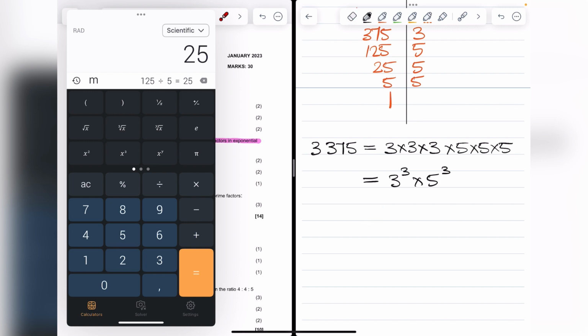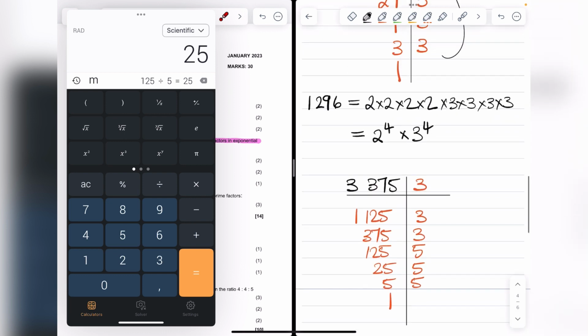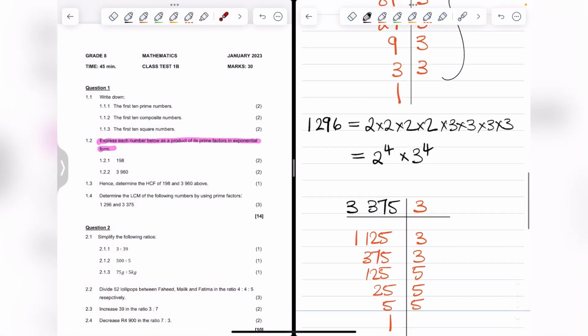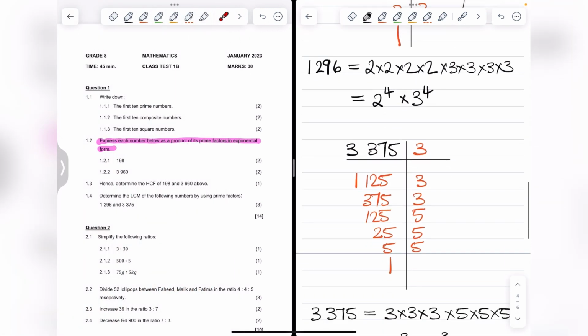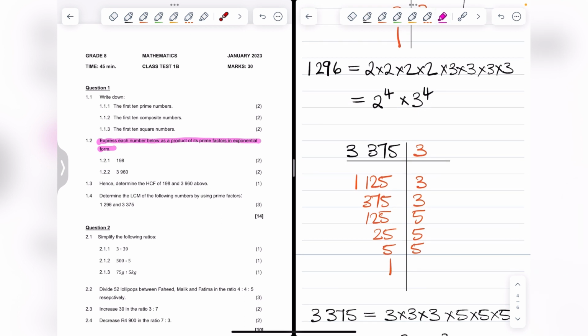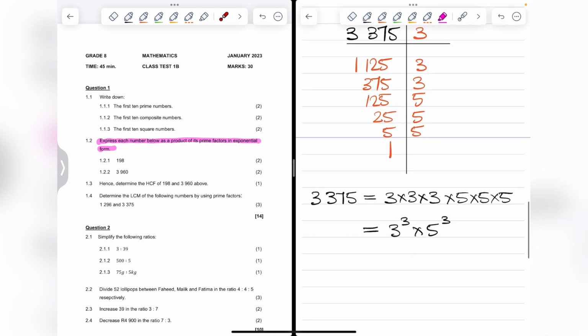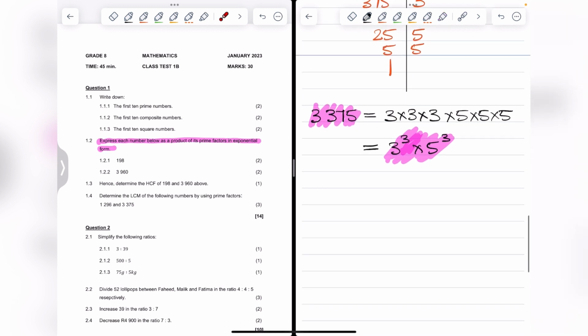Nothing more after that. Right, so we've got our two ladders, we've got our products of prime factors for the two numbers. For 196, it is these guys over here, and for 3375, it is those guys over there. Right, so what's left for us to do now is to find the LCM. So the LCM here works.